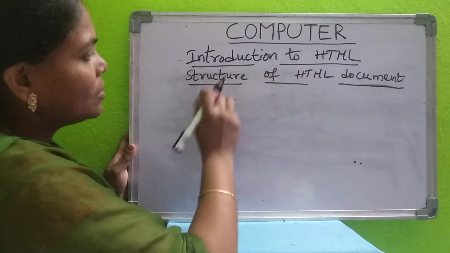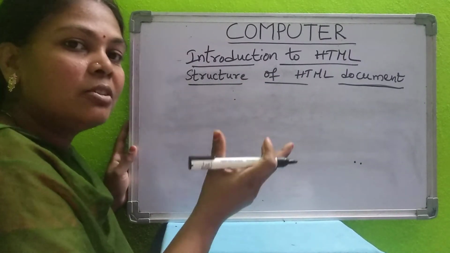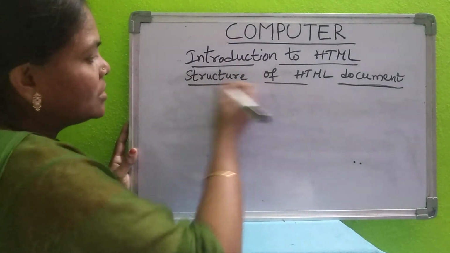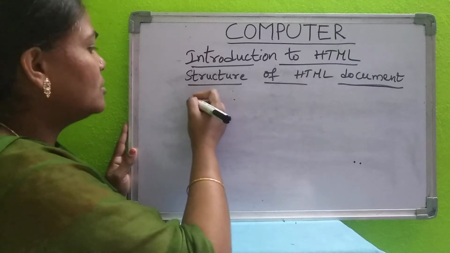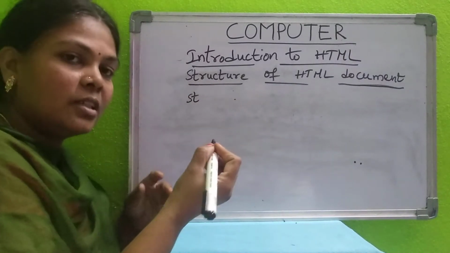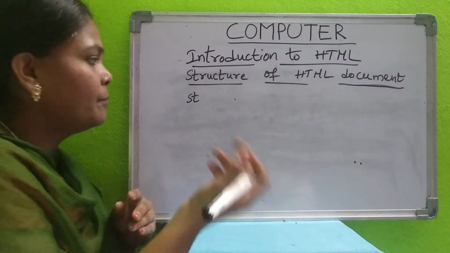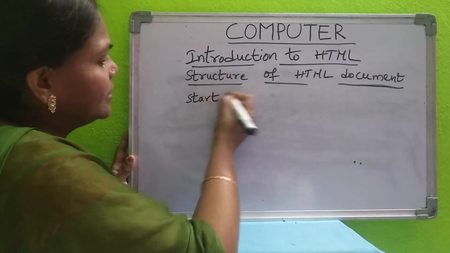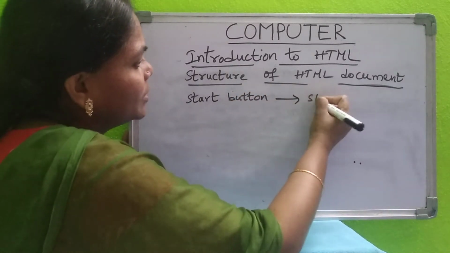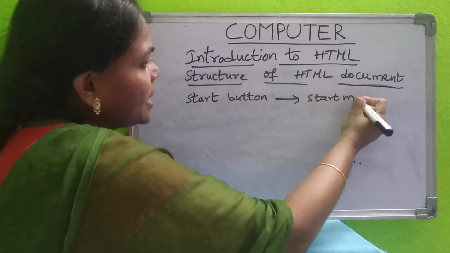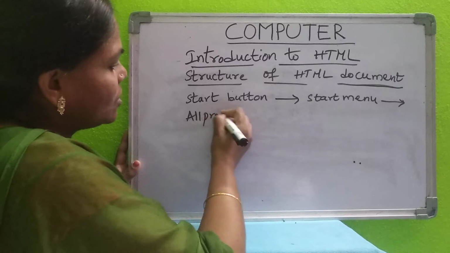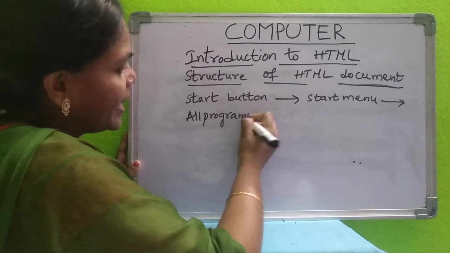Next, how to write this HTML code, where we have to write it and how to view it. You have to write it in Notepad. You know how to open Notepad, isn't it? In third class we learned how to open Notepad, but again I am telling: the start button. From this start button you open the start menu. From the start menu we have all programs. In all programs, accessories.